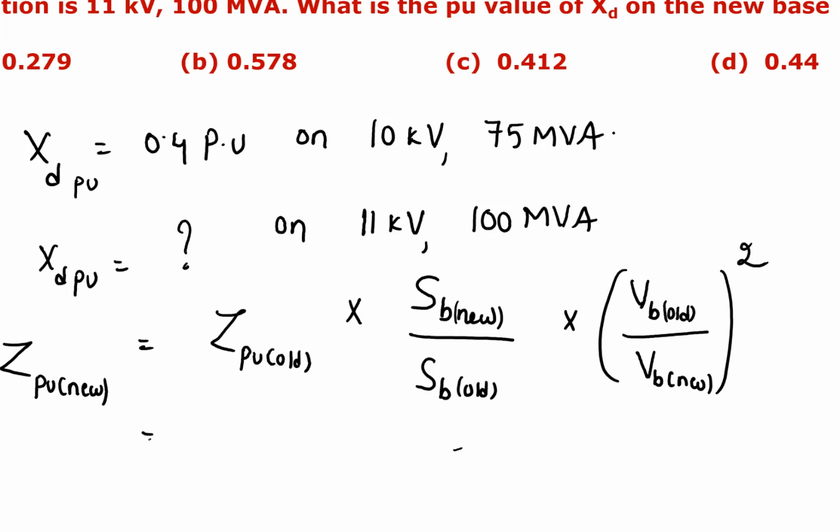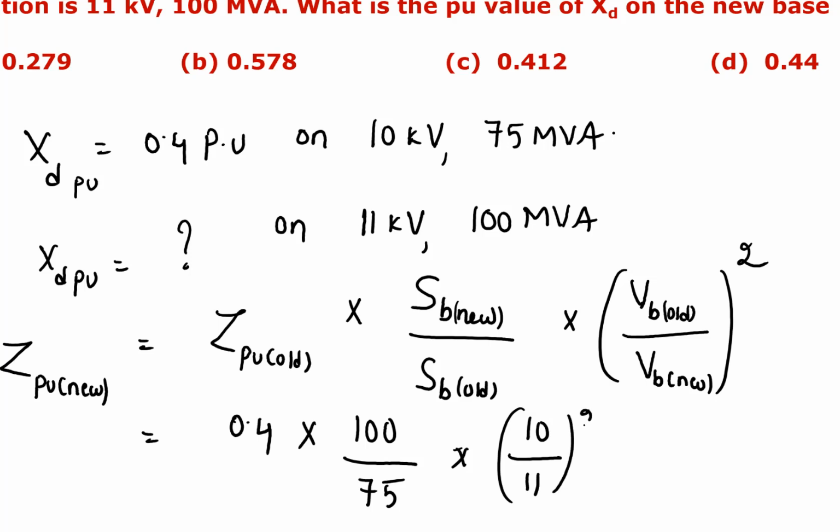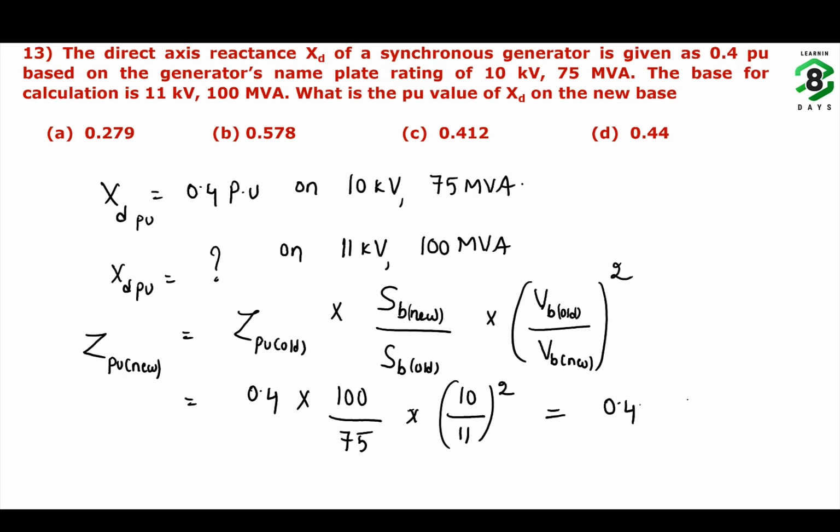So in this question, what is this value? This is 0.4. The new base value on which we are calculating is 100 MVA. Old base MVA is 75. Old base kV is 10 kV divided by 11 kV, whole square. So this value will become 0.44 per unit. So D is the right option.